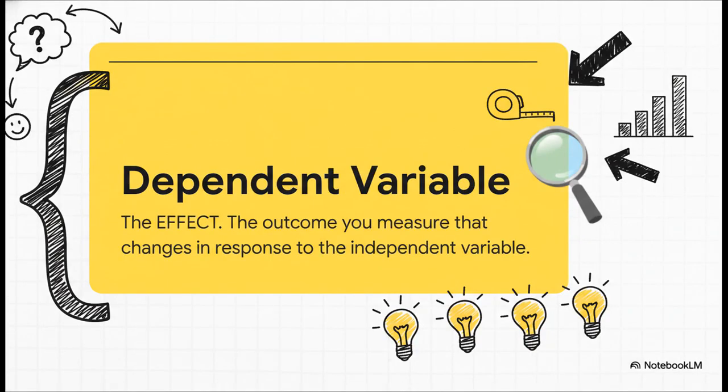And then we have its partner in crime, the dependent variable. This is the effect, and its name gives you a huge clue. Its value literally depends on whatever the independent variable did. It's the result, right? It's the outcome you're measuring to see what actually happened.